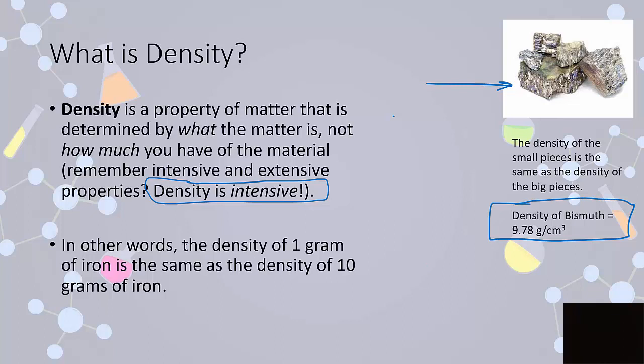Another example: the density of 1 gram of iron would be the same as the density of 10 grams of iron. All that matters is that it is iron, and therefore it has a constant density. So again, density is an intensive property that is very likely to be on the test someday.